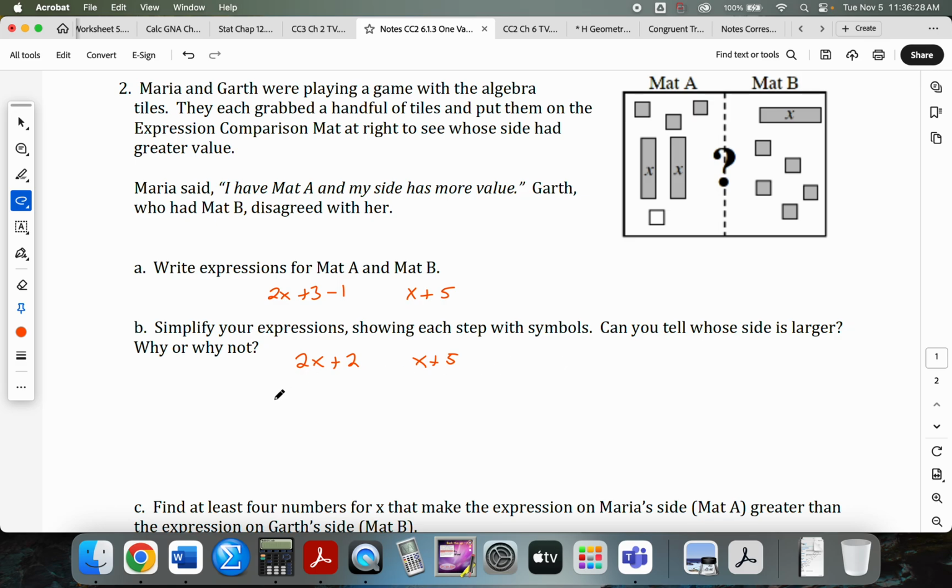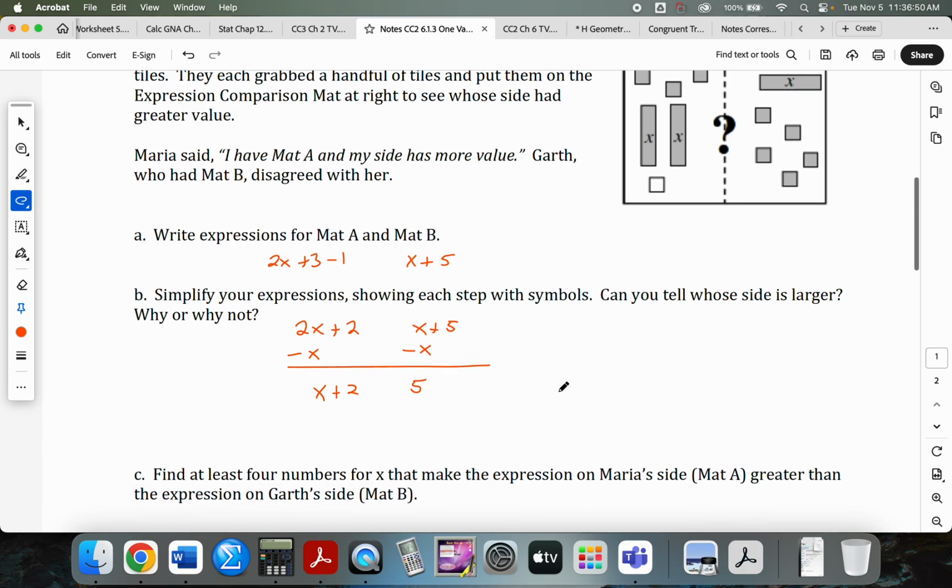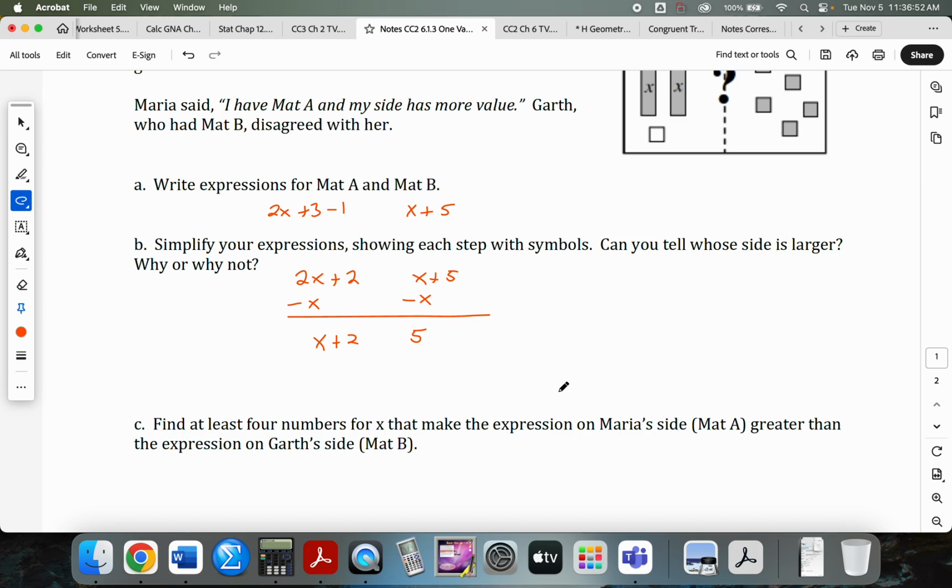Now, we could remove an x from both of those, couldn't we? So I'm going to write it this way. Subtract an x from both sides of that. I'm going to remove an x tile from the left, from mat A, and remove an x tile from mat B. So this is x plus 2, and this is 5. Can you tell whose side is bigger? No. It depends on how big x is.